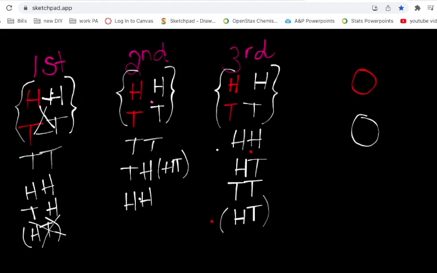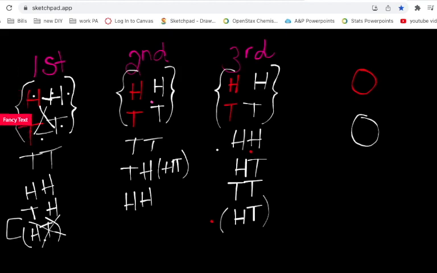Okay, so what we do want to consider are HT for our heads, tails versus tails, heads, is that it has the same likelihood. It's a 50% chance. Even though these two are the same and we're not differentiating them, you can get a heads on the first coin and a tails on the second at the same probability. You can get a heads on the second coin and a tails on the first coin.